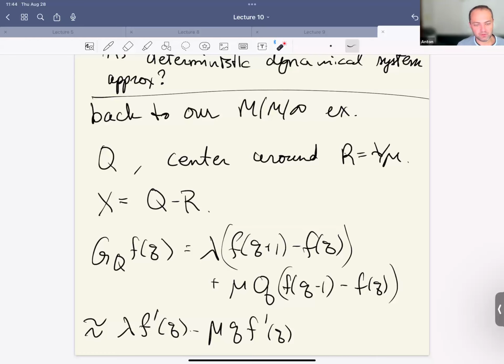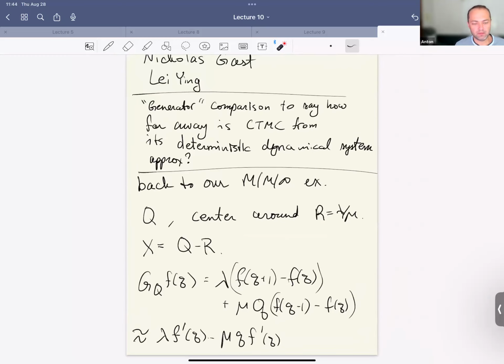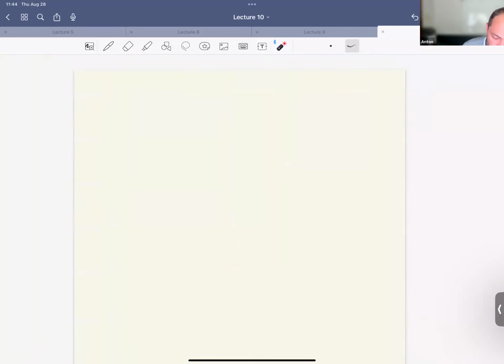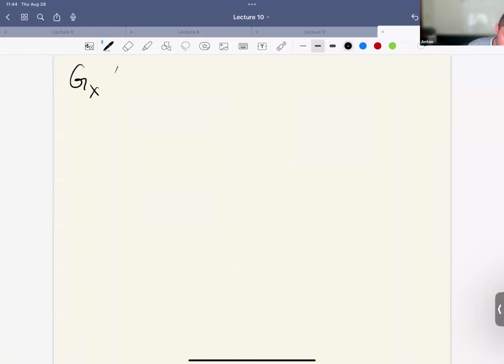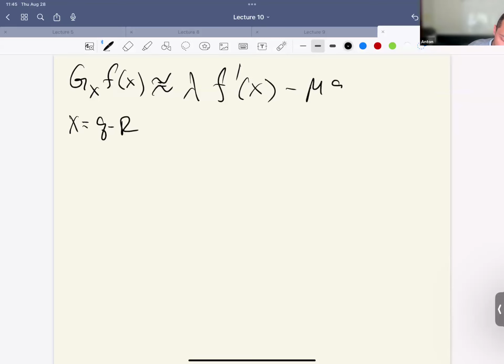There's a natural centering, which is always to recenter that equilibrium to 0. And that's just convenient because, instead of worrying about what the equilibrium point of the fluid model is, we always recenter it so that the equilibrium is at 0. So if we have the Markov chain generator, this is lambda. I'm going to do the first order expansion, f prime of x. This is q minus r. Minus mu q, I'll do minus r plus r, f prime of x. And this is just going to be using the fact that mu r equals lambda.